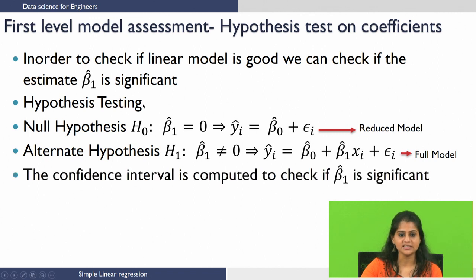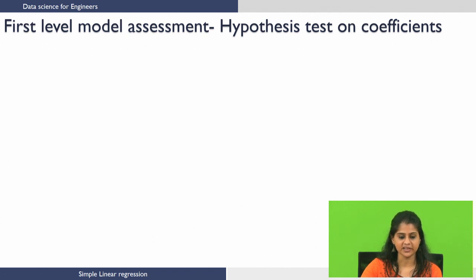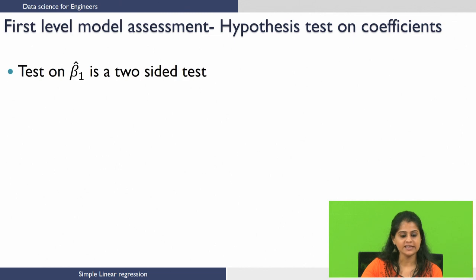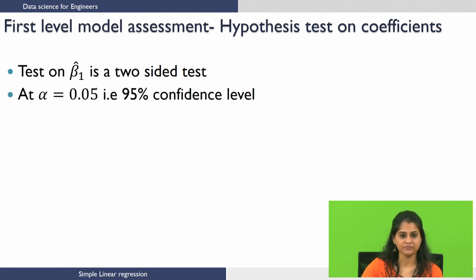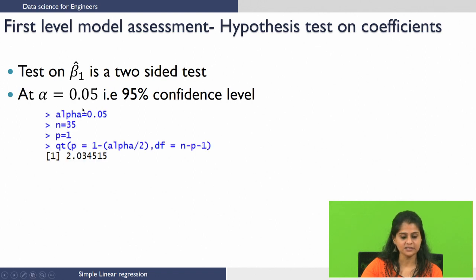The confidence interval is computed to check if the slope is significant. Now, this test is a two-sided test, since we see if beta 1 hat is equal to 0 or not equal to 0. At 95% confidence level, that is at alpha equal to 5%, we get the critical value to be 2.0345. Now, let us see how to compute this critical value. So, we know that alpha is equal to 0.05 and n here is the number of observations in your data.